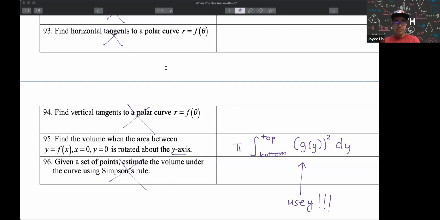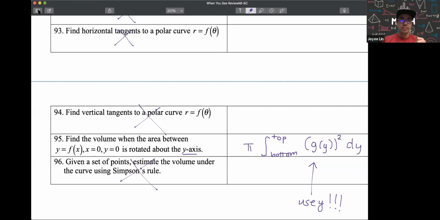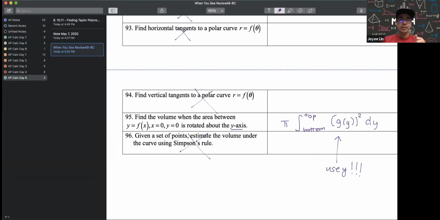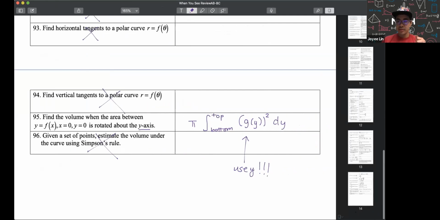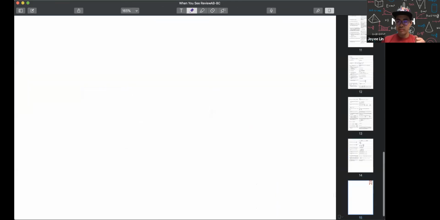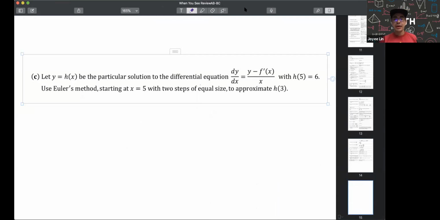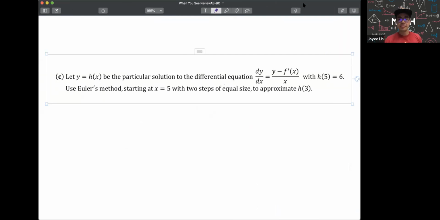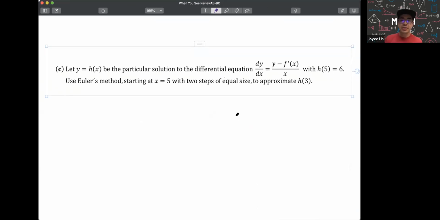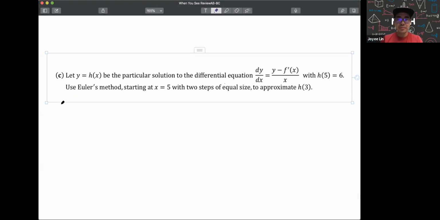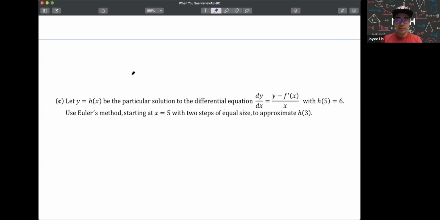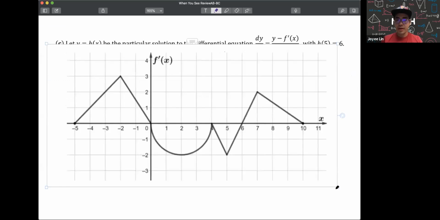Okay. Let me do this one. Let me add a thing here. Okay. Here we have an Euler's method question. Let h of x be the particular solution to this differential equation, with h of 5 equal to 6. Use Euler's method. Oh, we need to include the graph here. If I don't include the graph, you can't do it. Here's the graph of f prime of x.